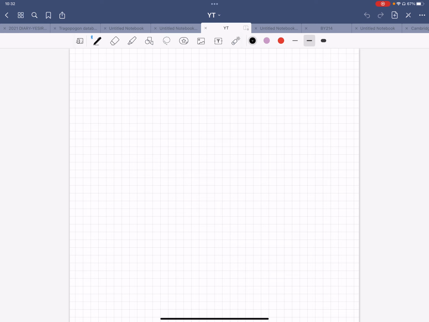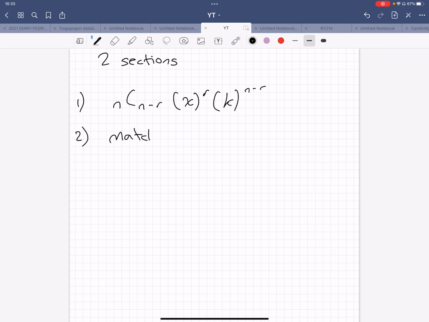So, in this unit of Binomial Theorem, the ACE exam typically tests you on two sections. The first section is just what the Binomial Theorem is. I'm not quite sure how most people write it, but it would be like k to the n minus r. So this is the first thing, just knowing how to use this formula. And then the second is just matching coefficients.